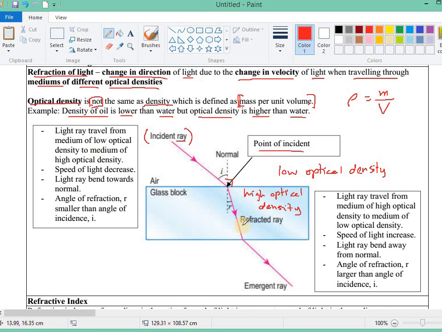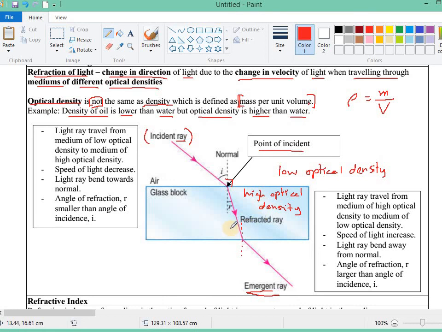And here, when the light comes out from the glass block back into the air, the speed of light becomes faster. When it goes from glass into air, the light goes from high optical density to low optical density, so the speed of light increases. Actually, it goes back to the same speed as the incident ray. We call this the emergent ray. Emerge means to come out from something. So this emergent ray has the same speed as the incident ray, because it's in the same medium. Both are air, so both have the same speed.